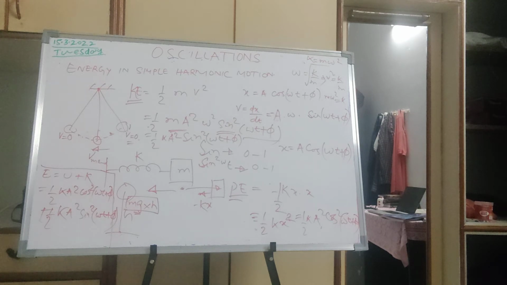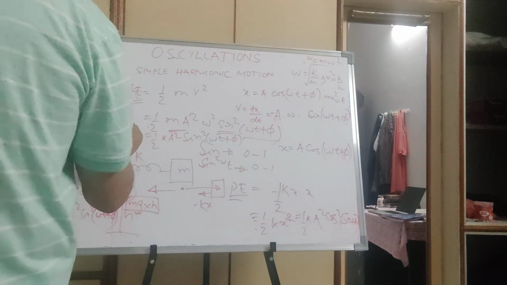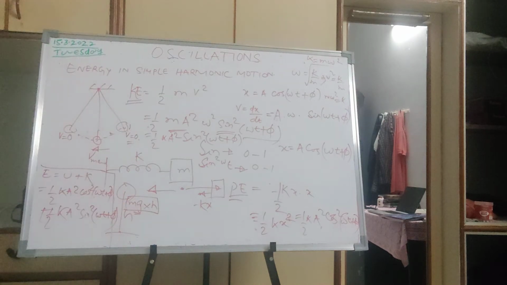At any location, the total energy will remain constant. When the kinetic energy is maximum, here at the center, the potential energy becomes zero. And when potential energy is maximum, it is at these two extreme positions, because it is climbing some distance.